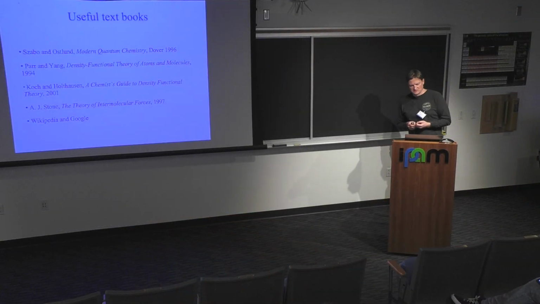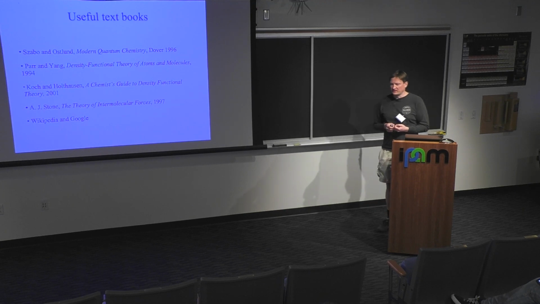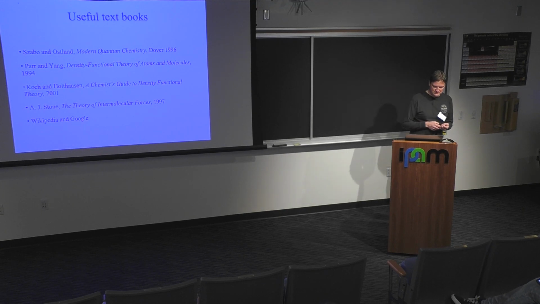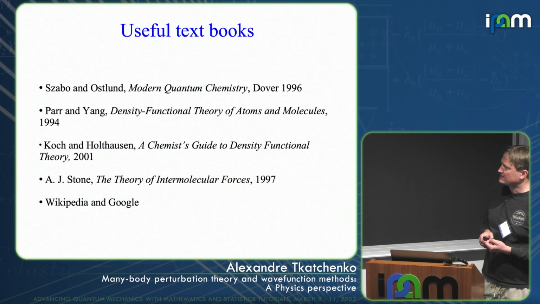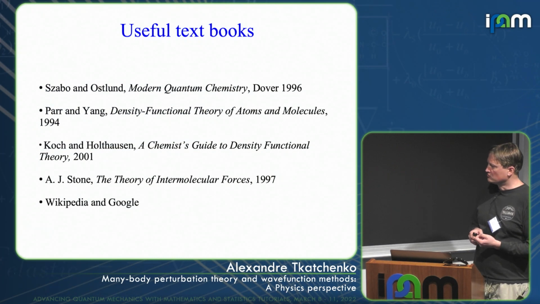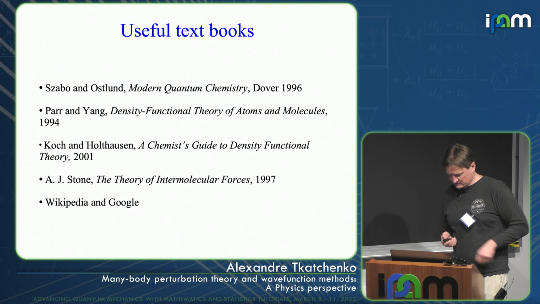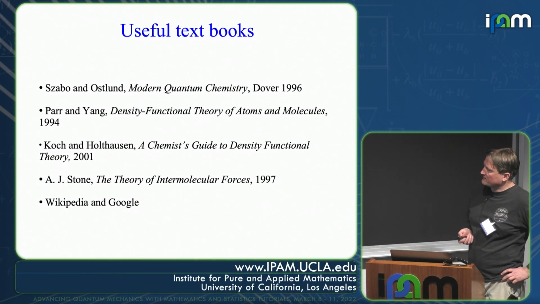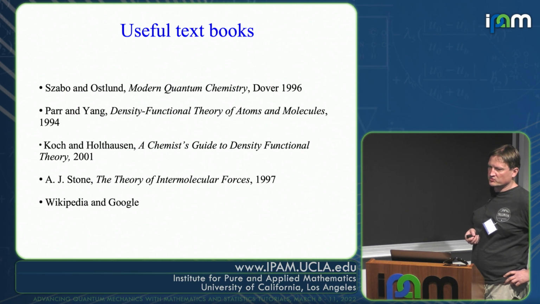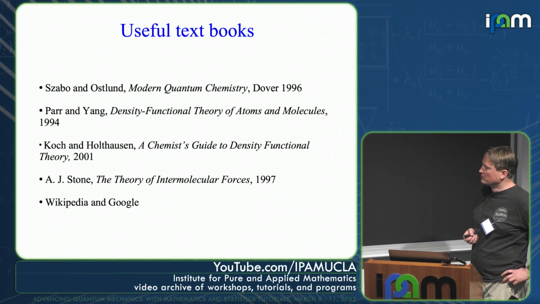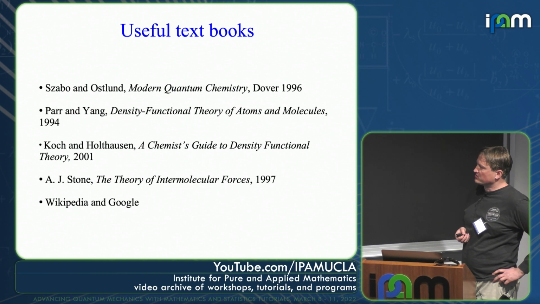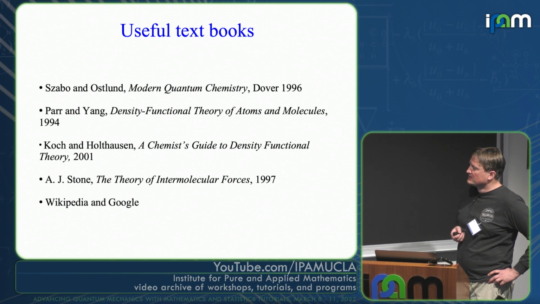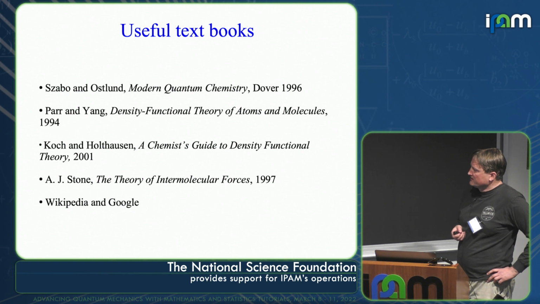So before I start, there is of course a range of textbooks that I highly recommend reading and studying. Wikipedia and Google are, in the end, very useful. But also there are some fundamental textbooks that cover many of the topics that I will be talking about. So the Szabo and Ostlund book is the reference in quantum chemistry, the Parr and Yang book, of course, in density functional theory. For more practically inclined, there is A Chemist's Guide to Density Functional Theory.